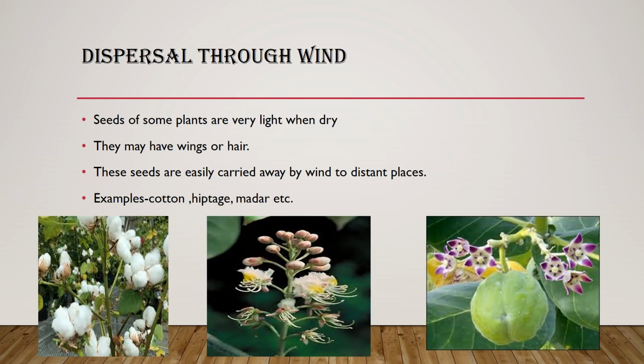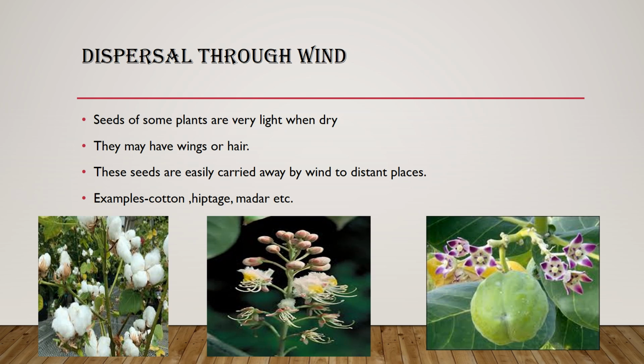First, dispersal of seeds through wind. Seeds of some plants are very light when dry. There are many plants whose seeds become very light when they dry. Sometimes they may have wings or hair. These seeds are easily carried away by wind to distant places. So when the wind blows, they can easily be carried by the wind to distant places.